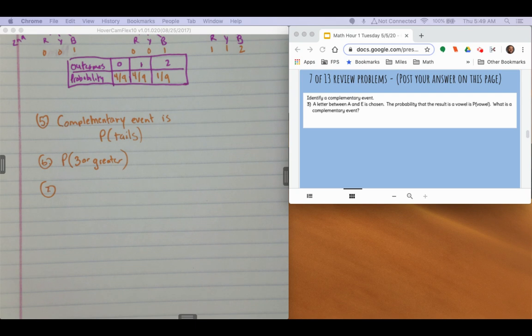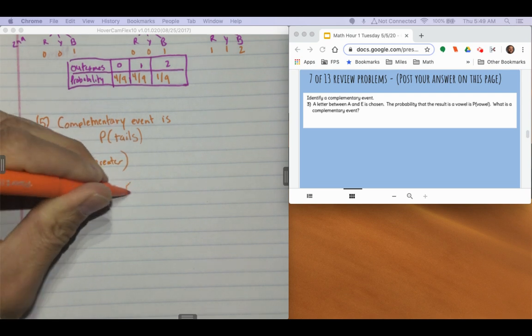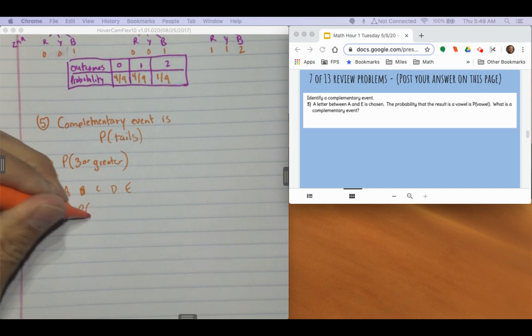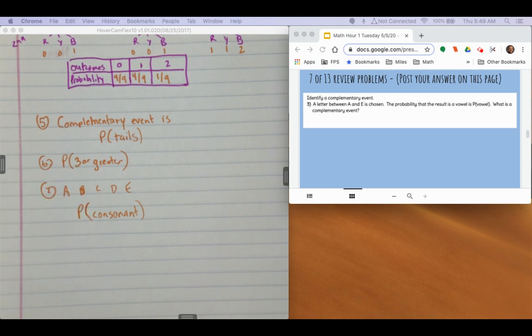Number 7, a letter between A and E is chosen. I don't like the wording there, but I'm pretty sure they include A, B, C, D, E. The probability that the result is a vowel is probability of the vowel. What is a complementary event? Well, that would be the probability of a consonant. I believe I've spelled it correctly. Yes. So those first 4 were long, and since then it goes pretty quickly. I know some people are saying that this seems like a lot, and it does seem like a lot, but then you got going and it was a lot quicker.